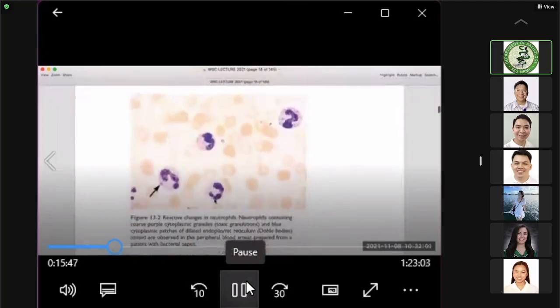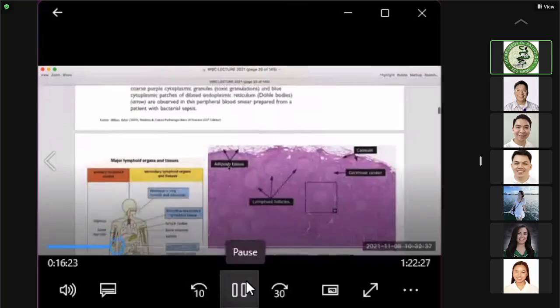Okay, so we have here a smear showing us presence predominantly of neutrophils. You can see the multilobated neutrophils. Certain neutrophils containing coarse purple cytoplasmic granules, we call that toxic granulation, and then blue cytoplasmic patches, Dohle bodies, as mentioned here in the arrow. They are observed in the PBS of a patient with sepsis, bacterial sepsis specifically.